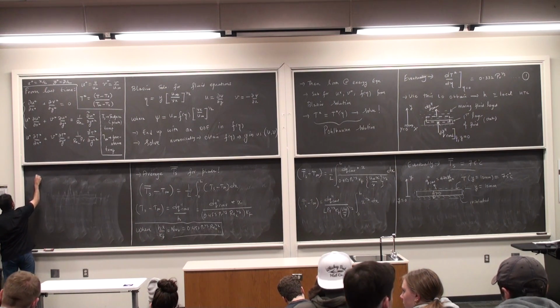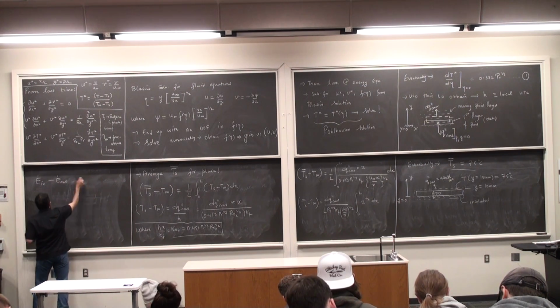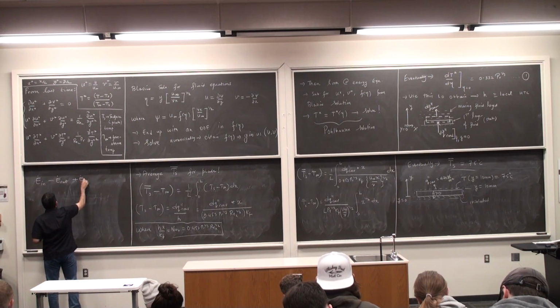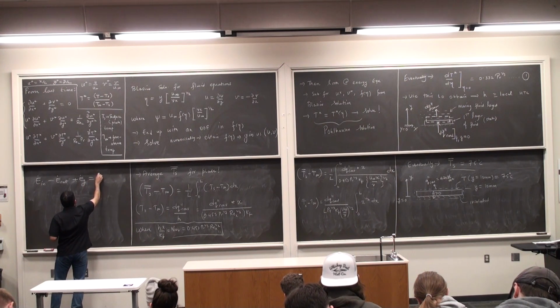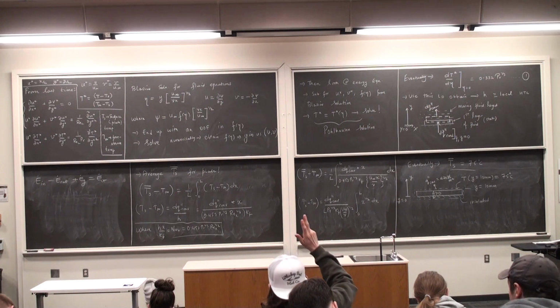E dot in, E dot out, E dot generated is E dot stored. This is your basic equation. E dot stored is 0. Steady state.